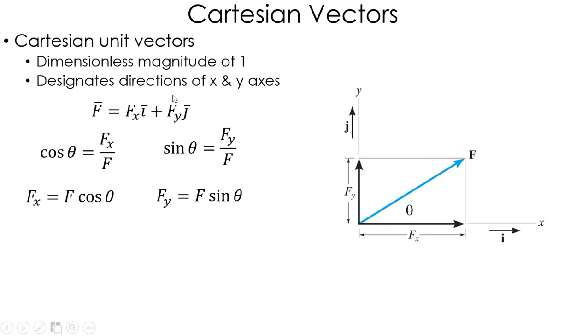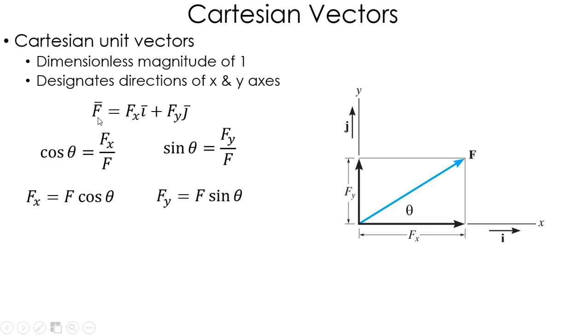Okay, so this unit vector basically designates the directions of the x and y axis. So if I multiply any scalar times the i vector, I'm saying that that scalar, that magnitude, is in the x direction. If I multiply it times the j vector, I'm saying it's in the y direction. And because the magnitude is 1, I'm not changing the value of the magnitude. I'm just giving it a direction.